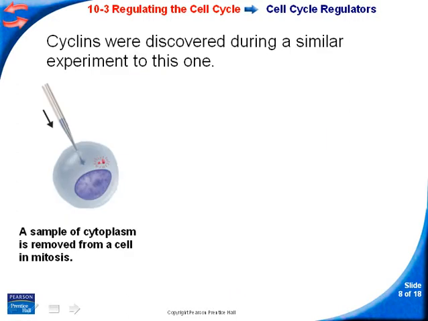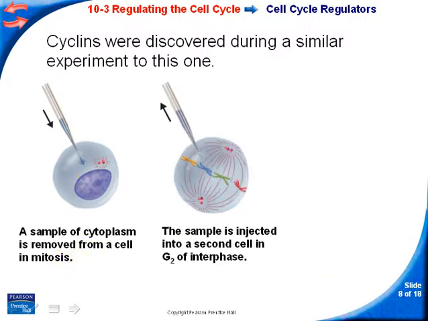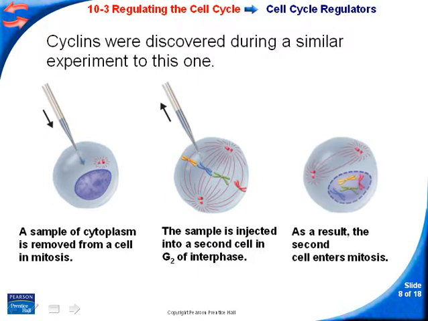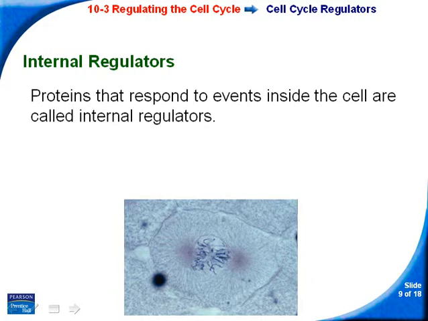So cyclins were discovered during an experiment, and what they did was they took some cytoplasm out of a cell in mitosis, and then they injected that sample into a cell that was in the G2 of interphase, and what had happened, as a result, it triggered that cell to enter mitosis, which was interesting. It took a cell that wasn't in mitosis and forced it into mitosis.